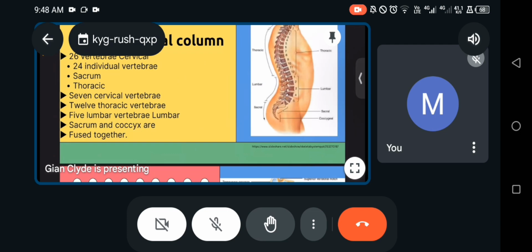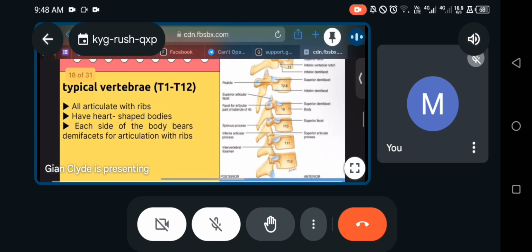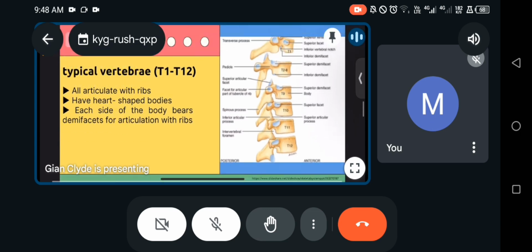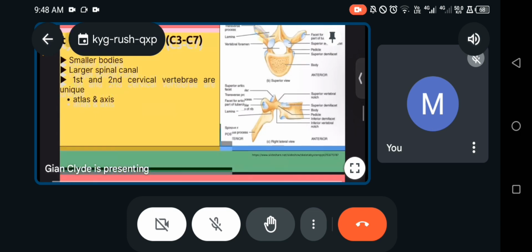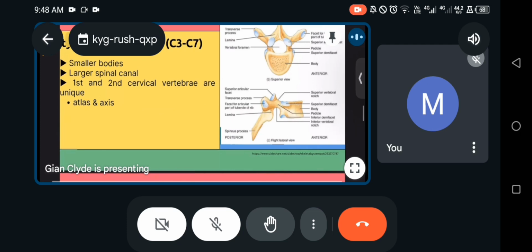They are fused together. Next is the typical vertebrae, the T1 to T12, all articulate with ribs. It has heart-shaped bodies. Each side of the body bears the facets for articulation with ribs. Next is the typical cervical vertebrae, the C3 to C7. It has smaller bodies, larger spinal canal.